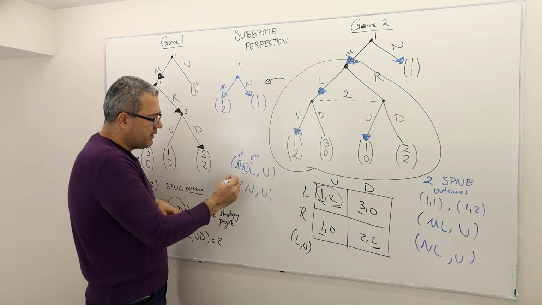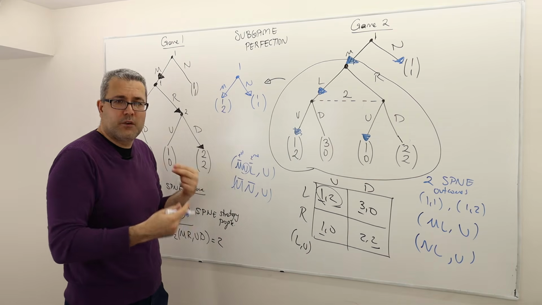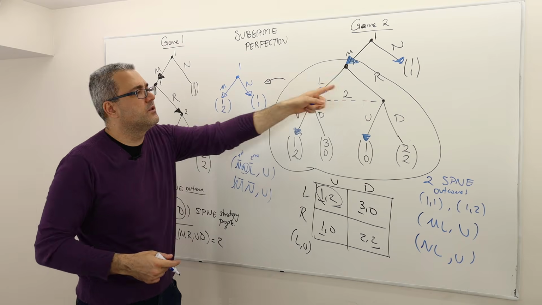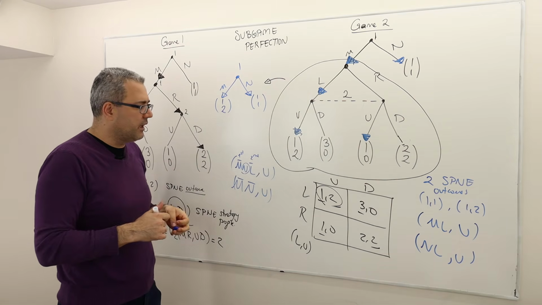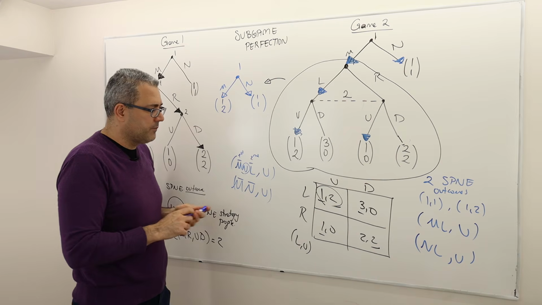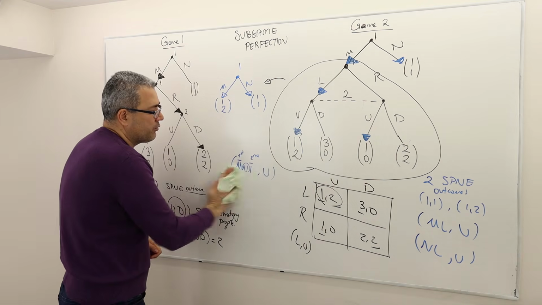Same here. This is the first info set. This is also an action from the first info set. They're not from the second info set. The second info set actions are left, right. So therefore, this is again a violation of the concept of strategy. Hence, these are the subgame perfect Nash equilibrium strategy profiles.